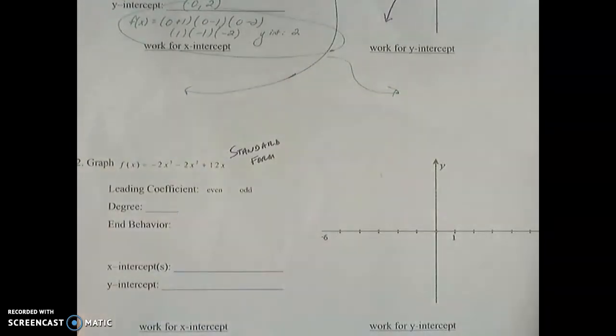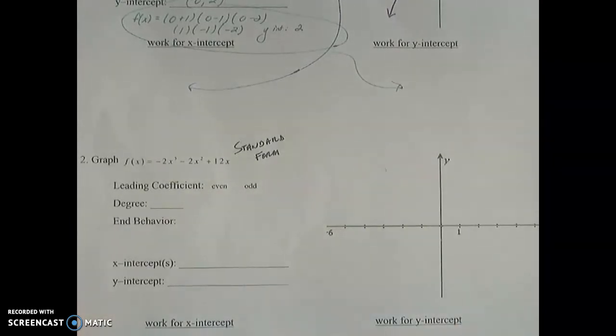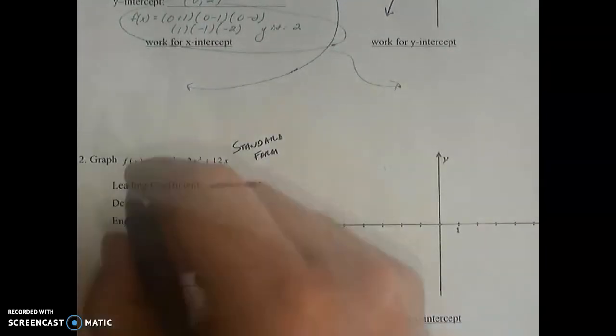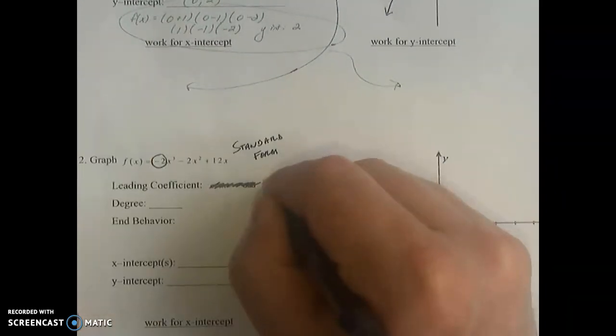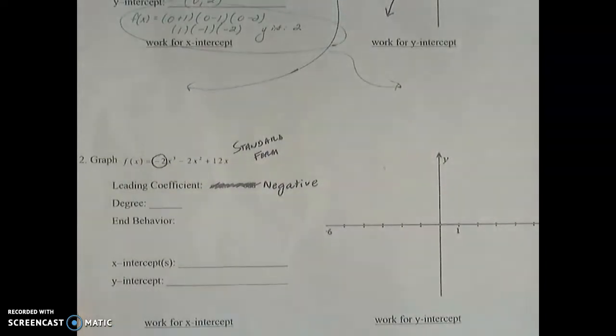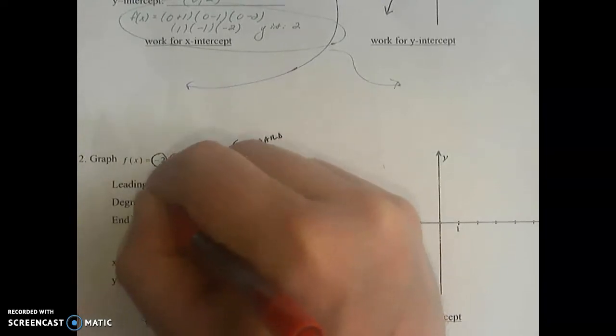So the first thing I'd like to do is take a look at the leading coefficient here. Again, we're not concerned even or odd. We're concerned positive or negative. The leading coefficient here, that is negative. The degree, since it's in standard form, we're just taking the highest exponent we see. The degree is 3. That is an odd number.